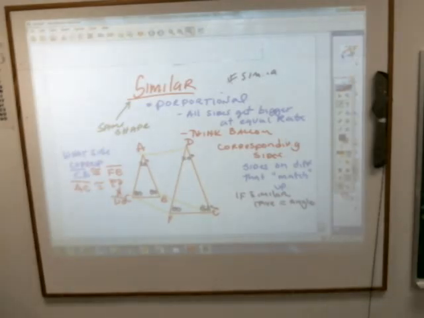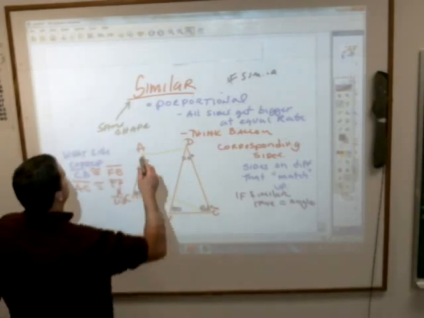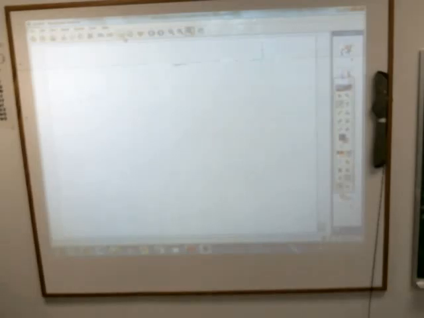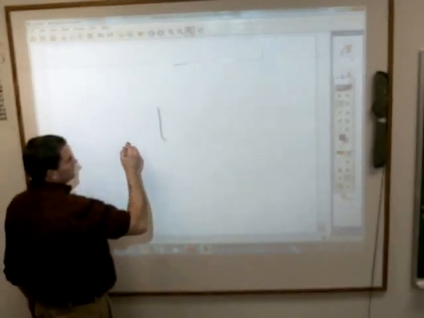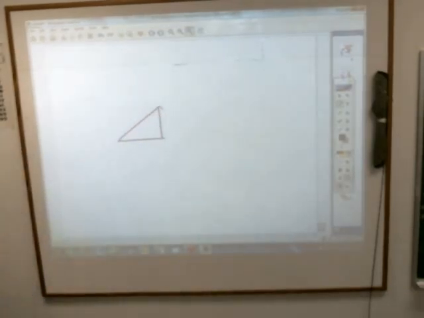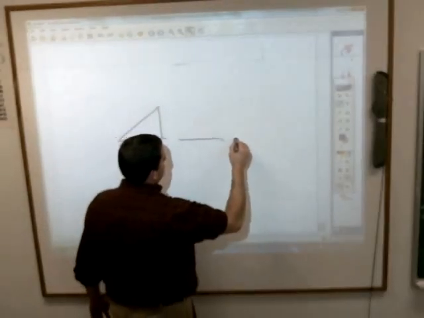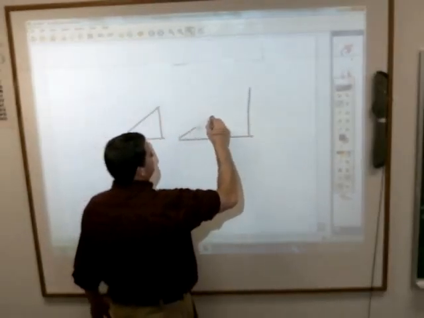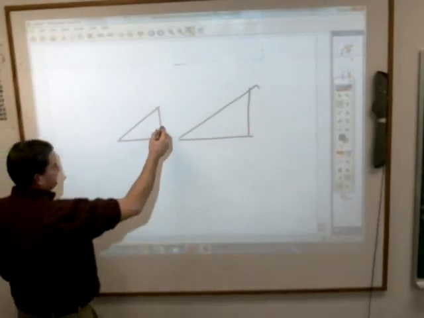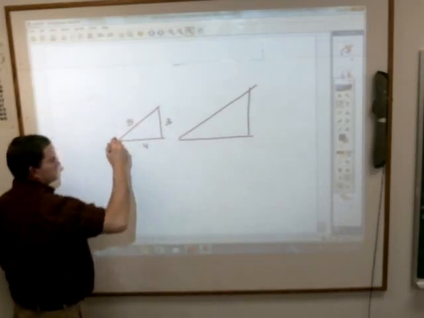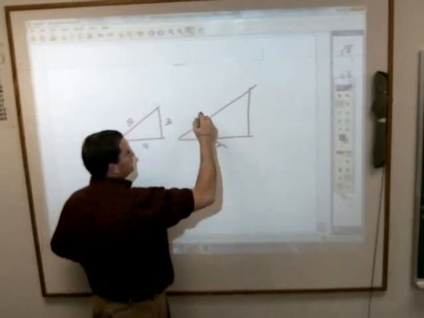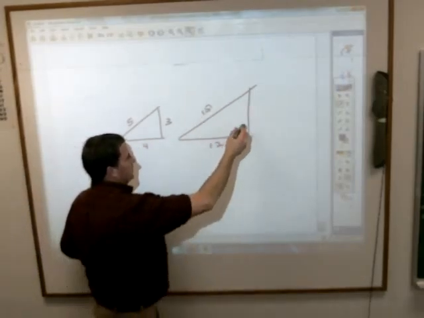Take a look at page 232, will you please? 232, example number 2. You're given a triangle that looks like that and a triangle that looks like this. It's a 3, 4, 5 triangle, and a 12, 15 triangle. And then they say this is X.